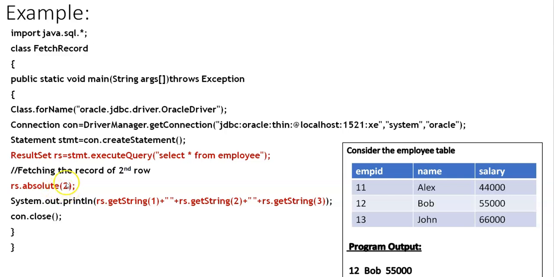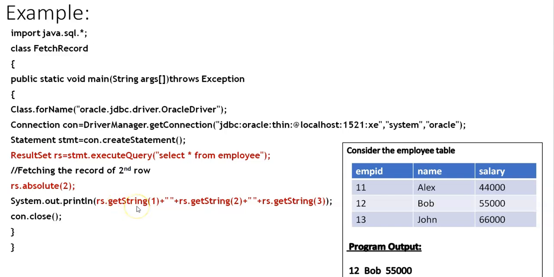So the cursor moves to the second row, and in the second row, we are using the getString method to fetch the data present in that row as a string value. So rs.getString(1), where I am mentioning the column index 1. The employee ID column index is 1, name column index is 2, and salary column index is 3. So that is what we are giving here in the argument of getString. This is how we are retrieving the data from the result set by using the getString method.